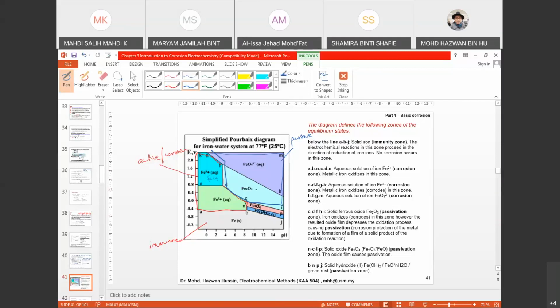You have Fe2O3. Okay, you have a ferric oxide. You can also have magnetite formation. You can also have ferrous hydroxide formation. Okay, over here.